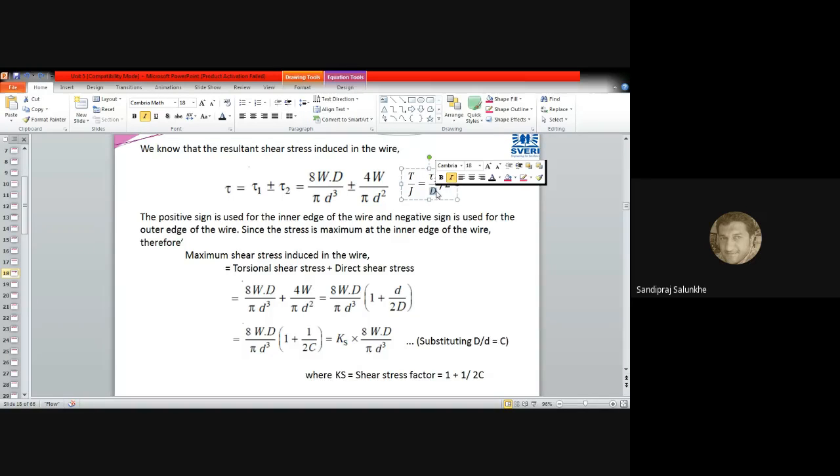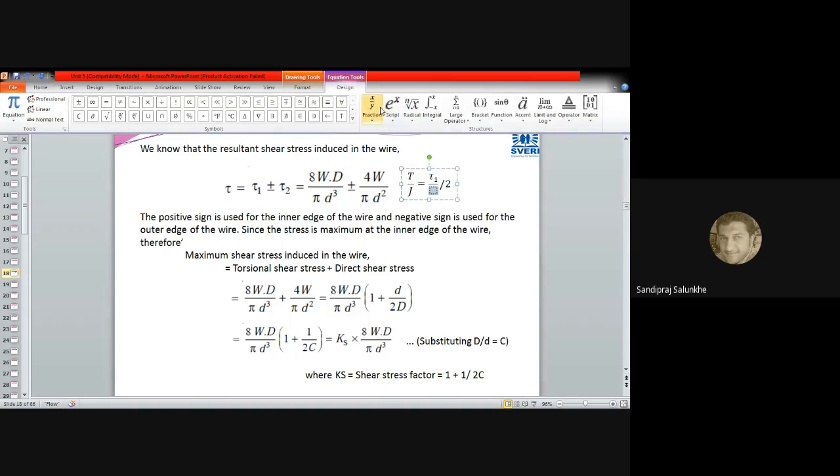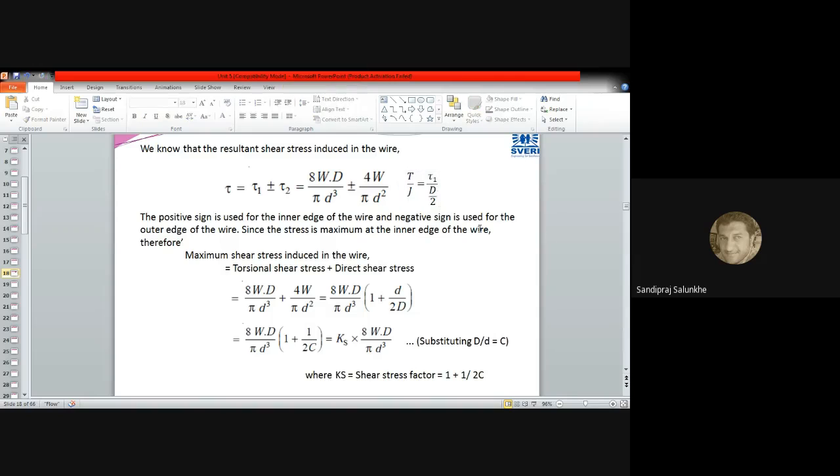We have to write here D by 2. Okay, so from this equation, we are going to get the value as 8WD, capital D, divided by pi d cube. And in that, we are going to add or subtract the direct shear stress that we have calculated as 4W divided by pi d square.